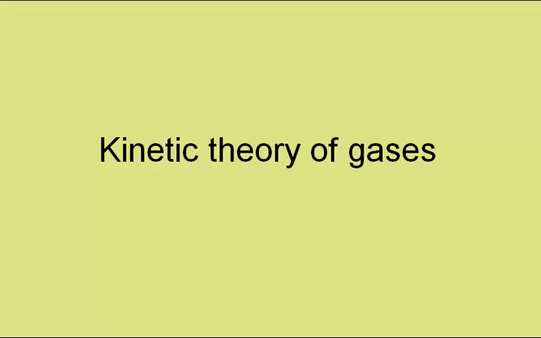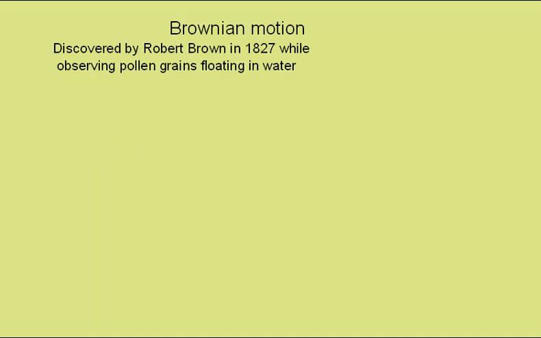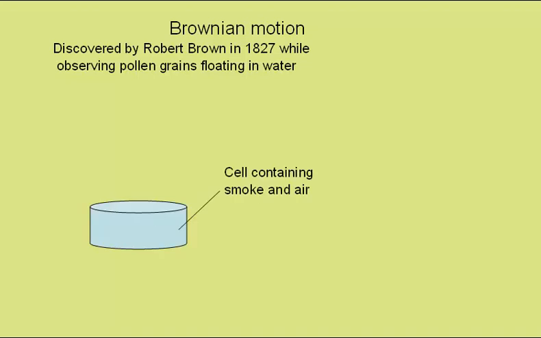The kinetic theory of gases. You'll recall from AS, Brownian motion. This was discovered by Robert Brown in 1827 while observing pollen grains floating in water. We can observe the same motion with smoke particles in air.